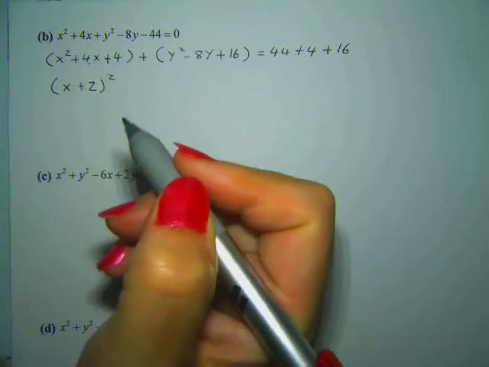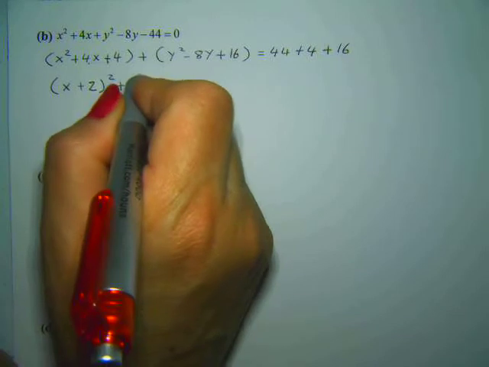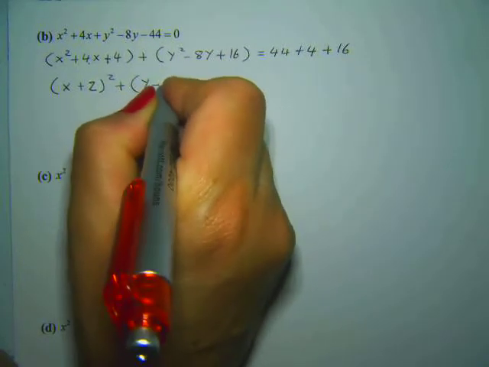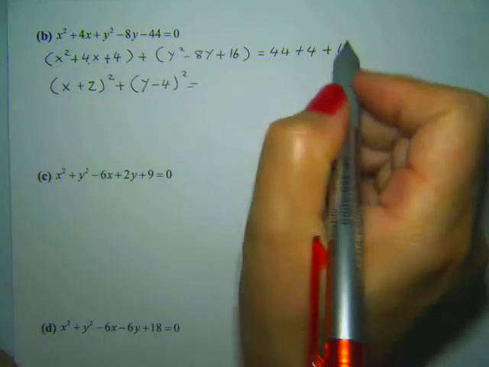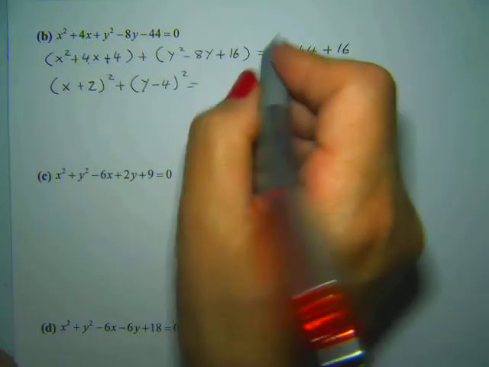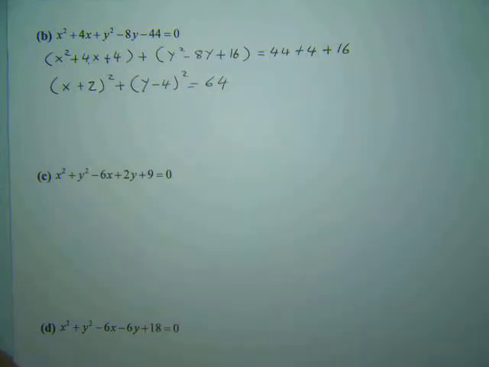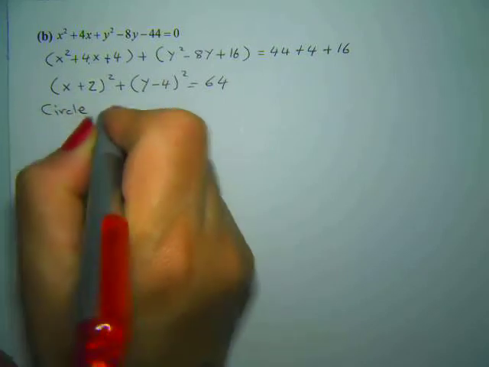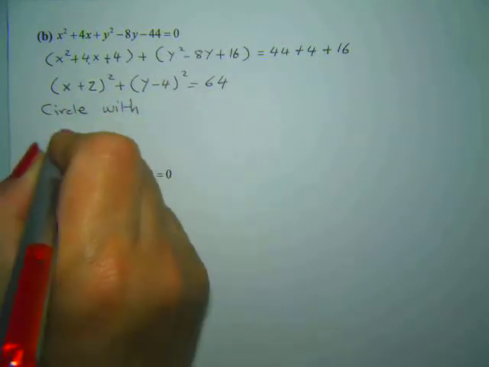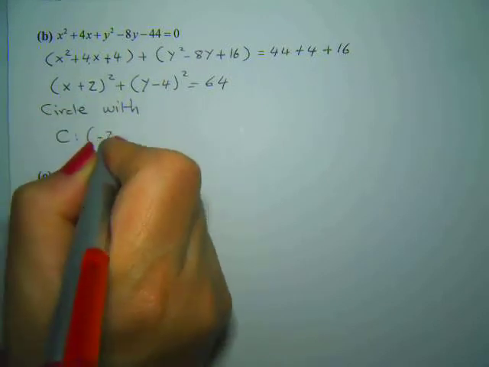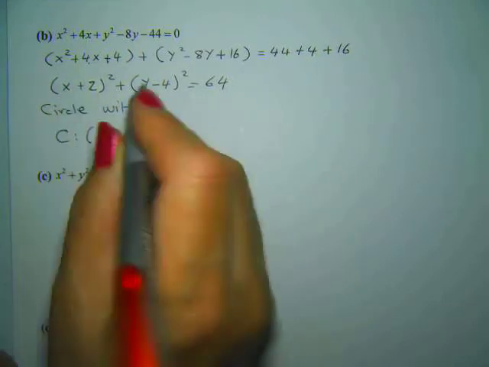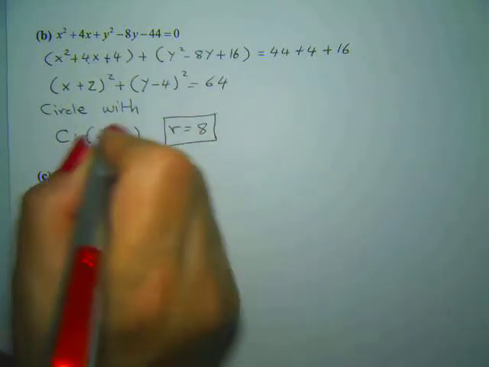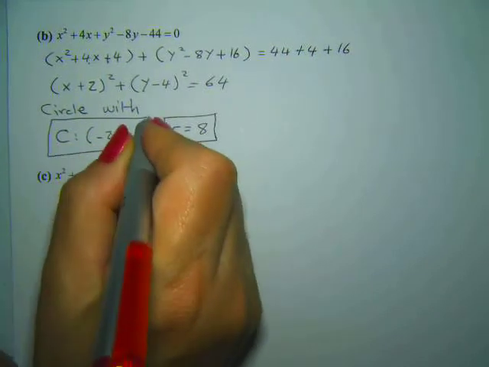So that's the complete square here, plus square root of the first, square root of the last, the sign of the middle. And now adding all these, that's a 20, so that's 64. And now you'll see that it is a beautiful, now we know that it's a circle with center at -2, +4, and radius, the square root, which is 8, square root of 64.